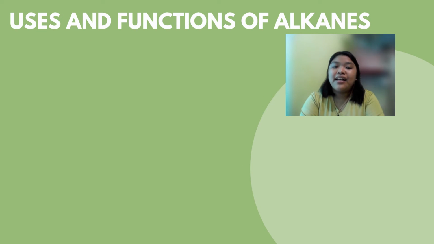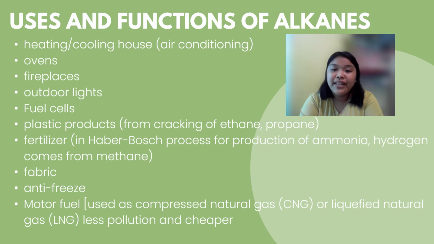Next, we have the uses and functions of alkanes. While I was doing my research, there are a lot of uses and functions of alkanes, especially in everyday life. Alkanes are important raw materials of the chemical industry and the principal constituent of gasoline and lubricating oils. Natural gas mainly contains methane and ethane and is used for heating and cooking purposes and for power utilities.